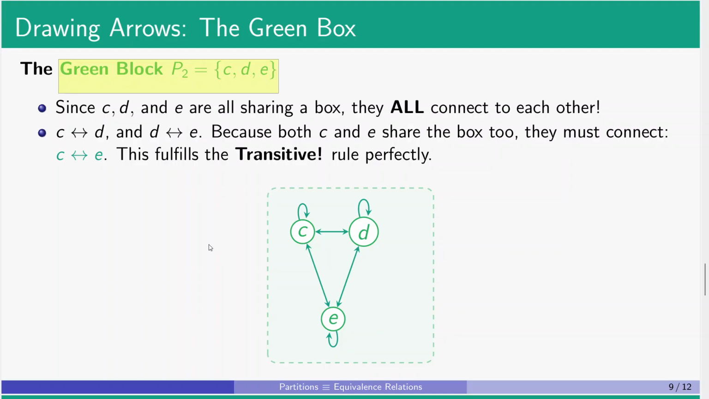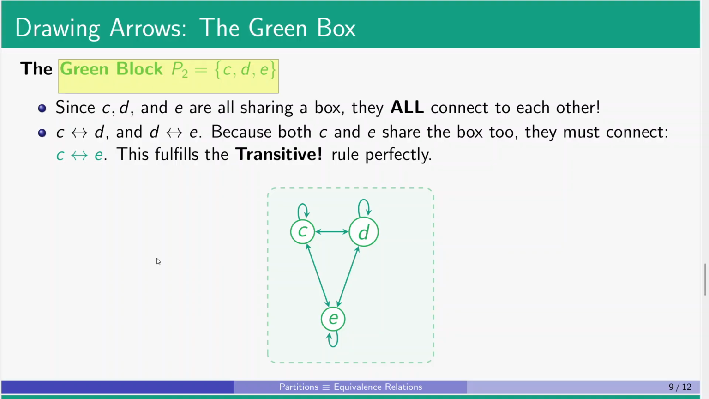Think about why: if X and Y are in the same box, and Y and Z are in the same box, then since blocks do not overlap, all 3 of them must be in the same single box. So X and Z must also be in that box. The connection is automatic, inevitable, unavoidable. We have two more blocks to handle.